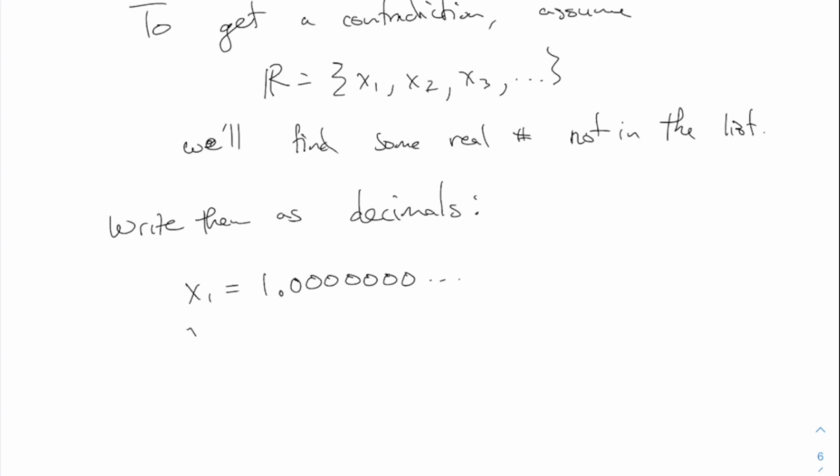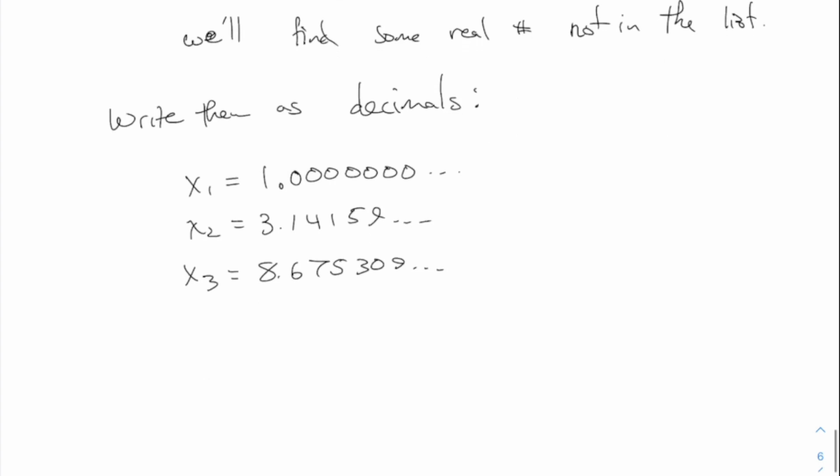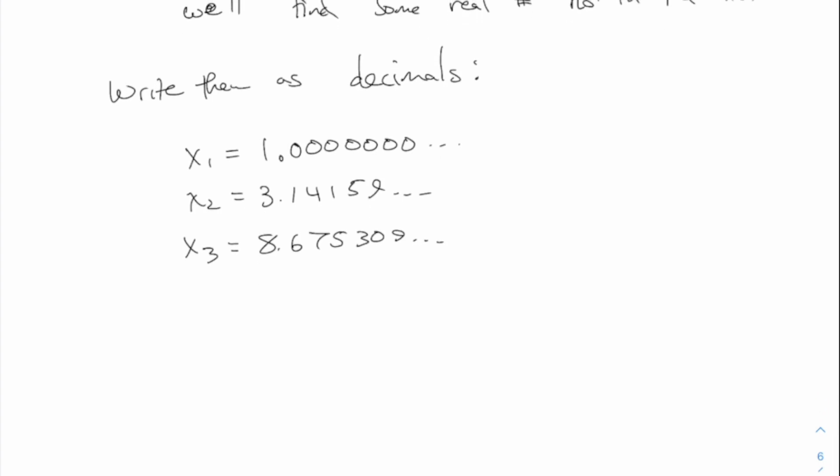And then maybe let's say x2 is pi, 3.14159 something something. Let's say x3 is 8.675309, etc. This is one of my favorite numbers. If you know, you know. Let's say x4 is, how about 7.3 repeating? It really doesn't matter what these numbers are, I'm just trying to make some stuff up, right?